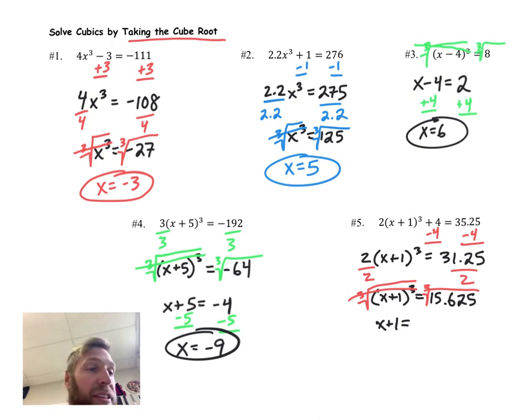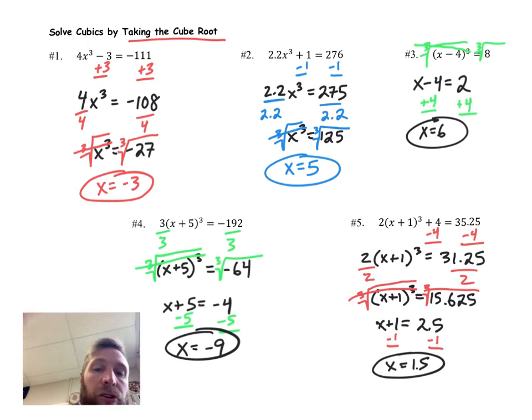I'm going to find the third root of 15.625. And it gives me a nice 2.5, so definitely simplify that a little bit. We go ahead and subtract 1 to undo it to finish off the rest of that problem. And we've got x equals 1.5. Cool. There you go.